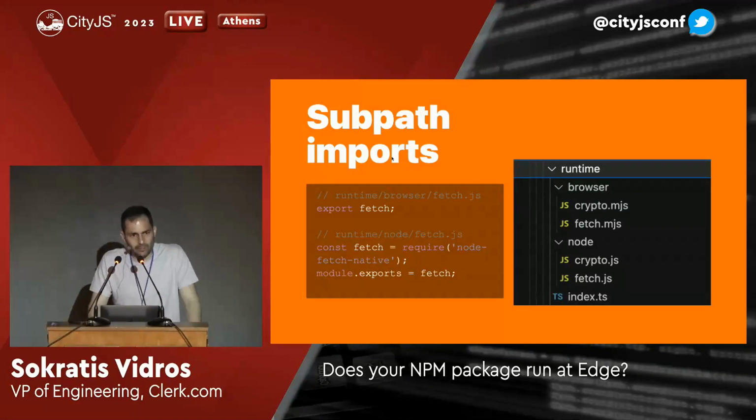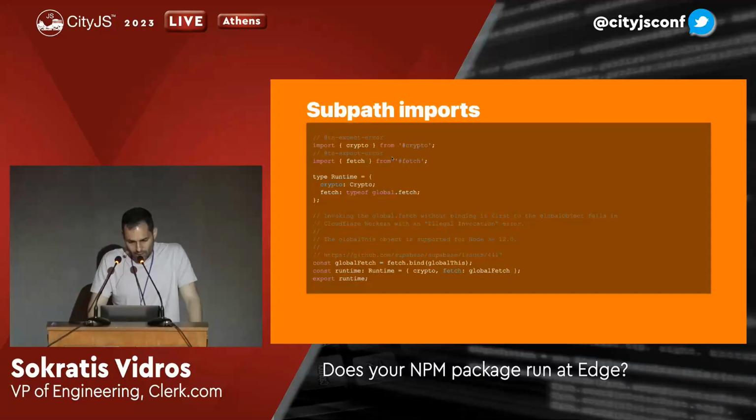A good way to explain that is that you can create a folder called runtime, one folder for each runtime, one for the browser, one for Node, in this particular example. In the browser, you just export fetch. In Node, we require a polyfill from Node fetch native. And then the only thing we have to do is group all this together into an index file.